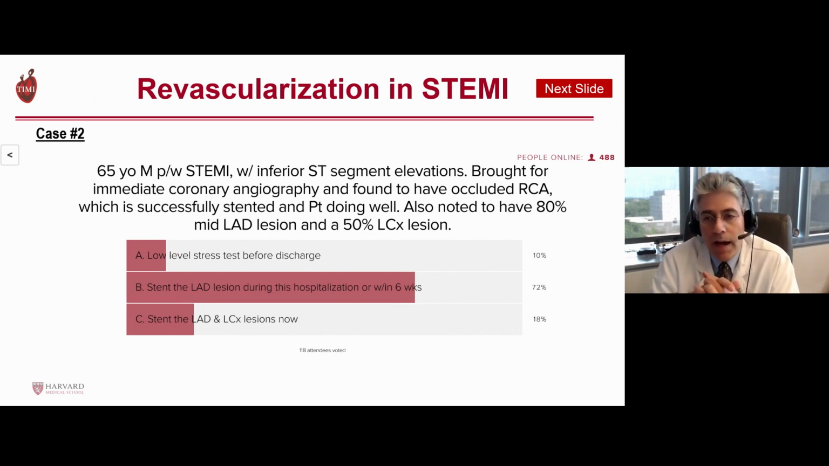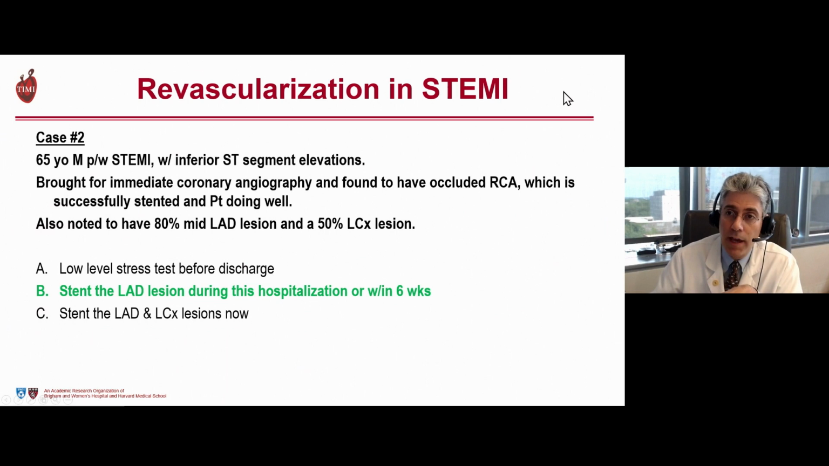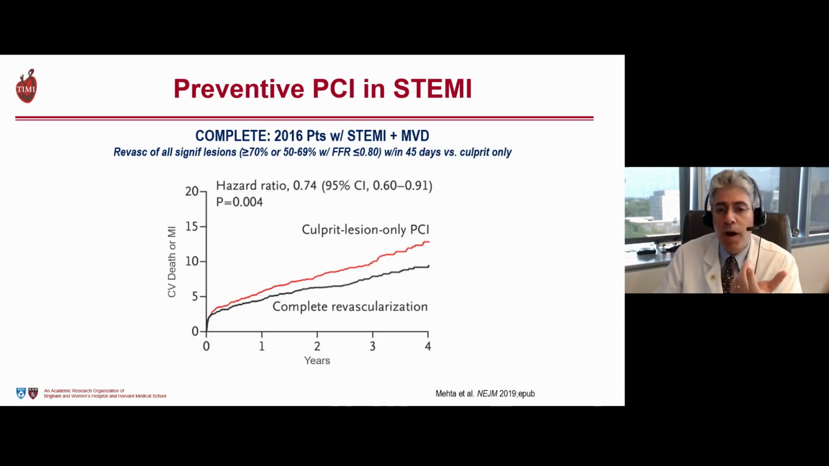Good. Okay, I'll say we have about three-quarters or so who would stent the LAD lesion during this hospitalization, or at least within 6 weeks, and then small minorities who would either do a stress test or stent everything now. Okay, very good. And I think B is what I would say is the correct answer in this case. And so why do we do that?